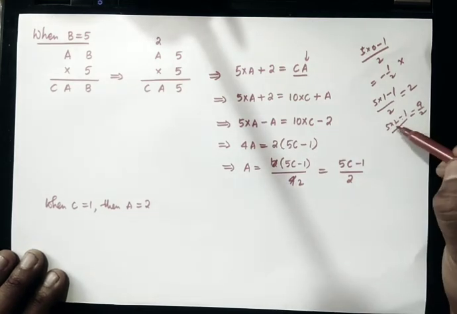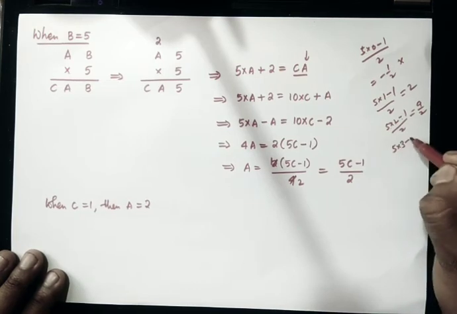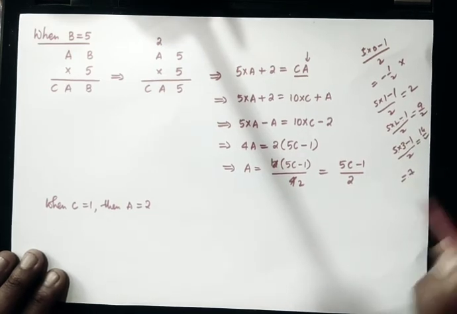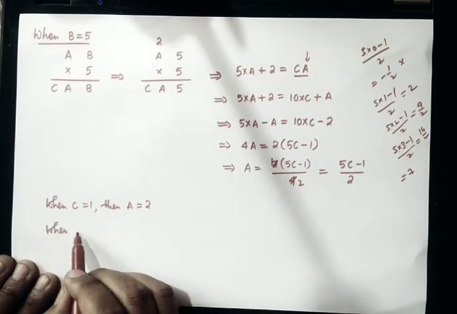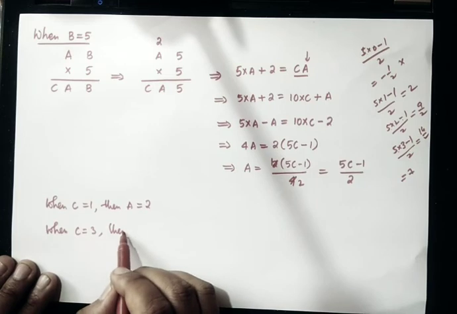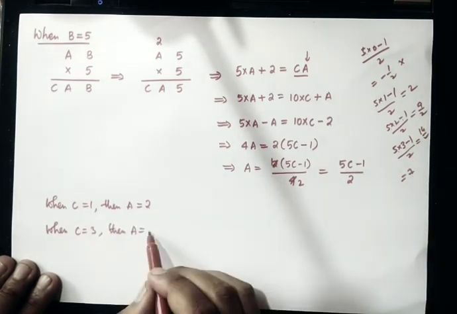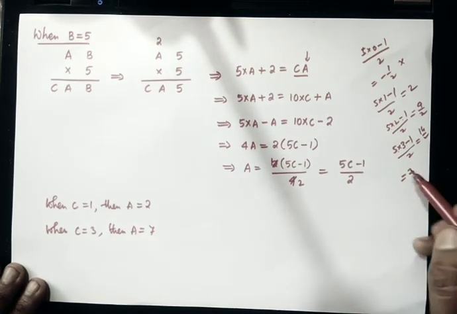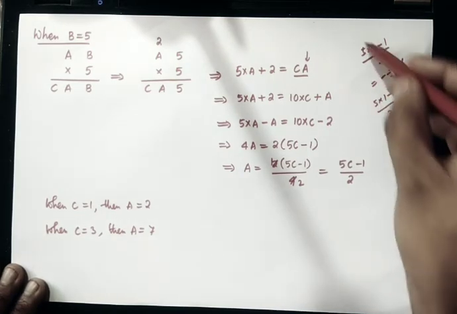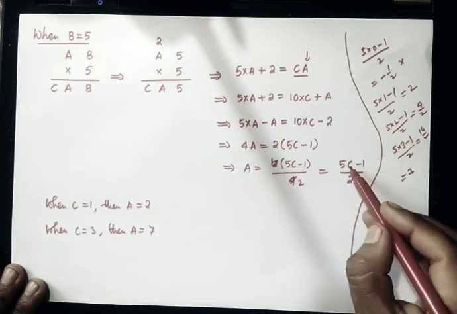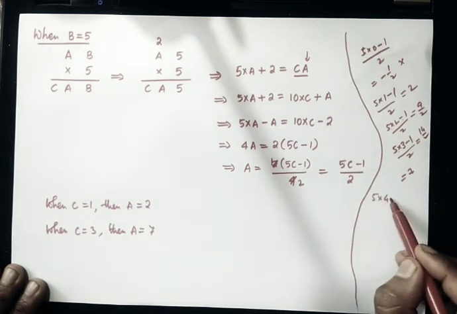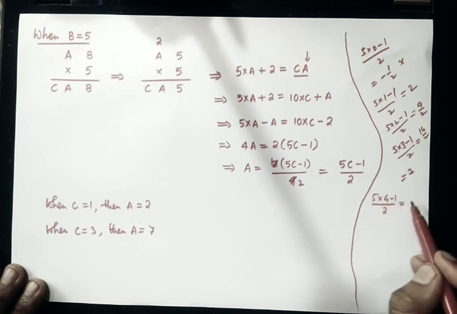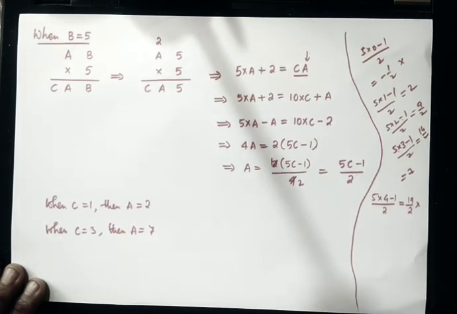Again, we'll omit that. We'll go to next case, that is 5 into 3. So 5 into 3 minus 1 by 2. So 5 into 3 is 15 minus 1 is 14. So 14 by 2 is 7, right? So when C is equals to 3, then the value of A is turning to be 7. Okay, now we'll move on to next value for C. So when C is 4, it will be 5 into 4 minus 1 by 2. So 20 minus 1 is 19 by 2. Again, we cannot have the value of A to be 19 by 2.